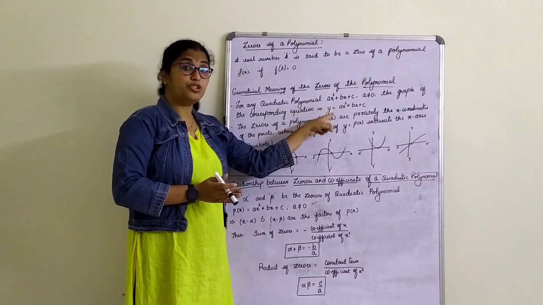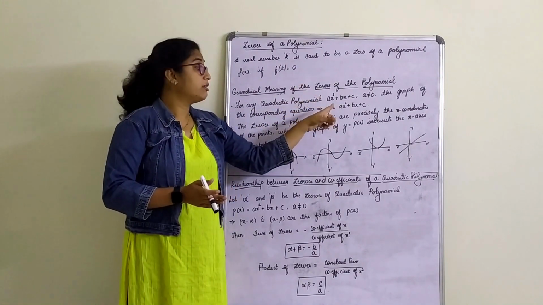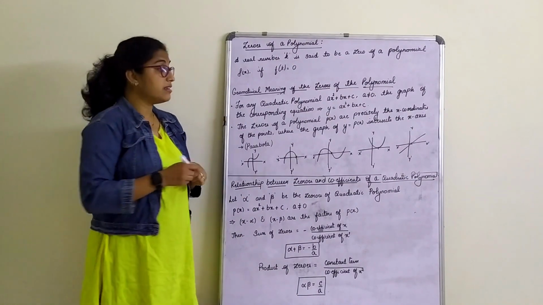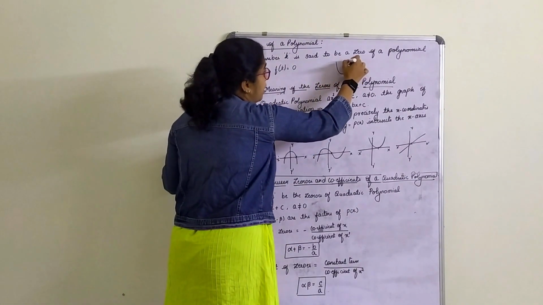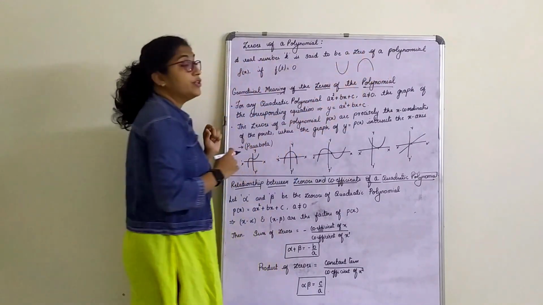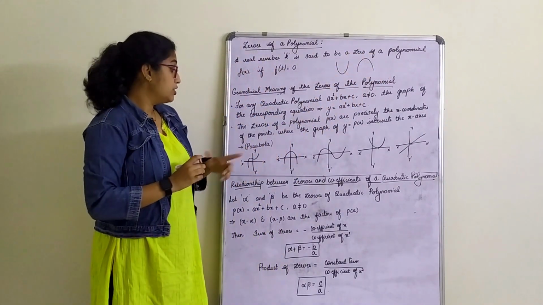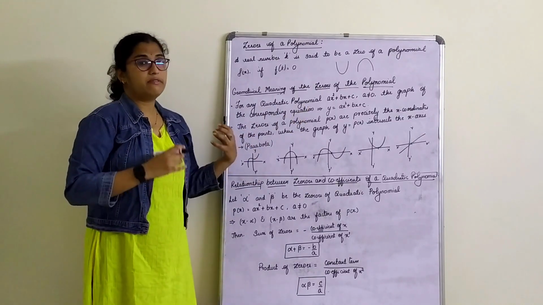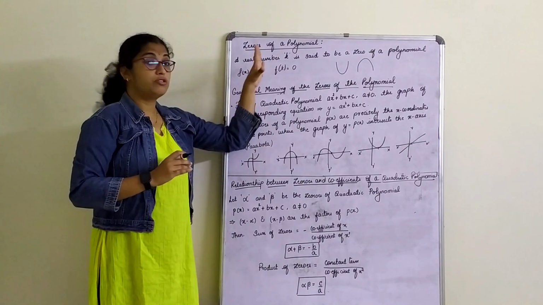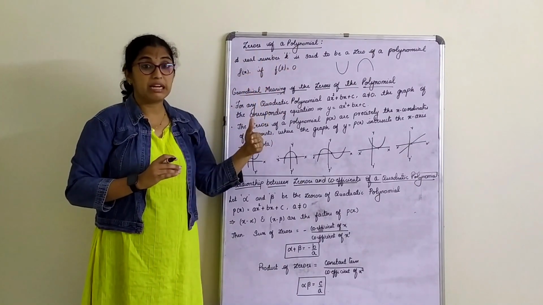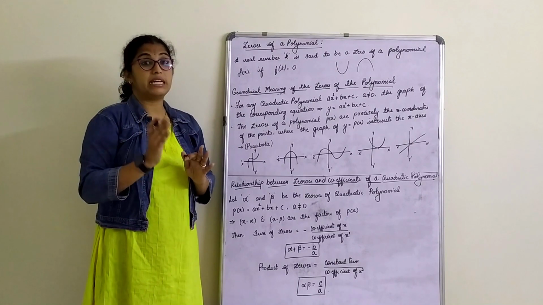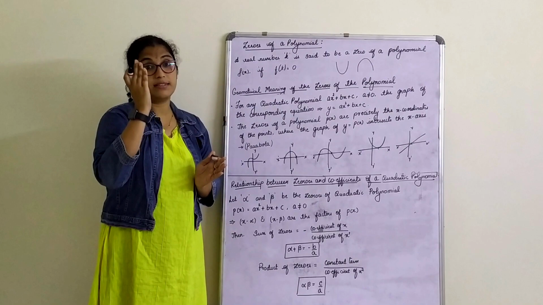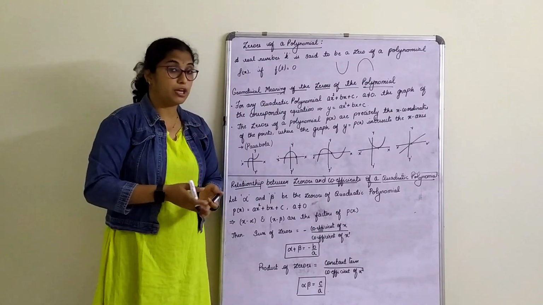The graph we draw for a quadratic polynomial y is equal to ax square plus bx plus c is sometimes in this form, or it is this form, which is called a parabola. You will study this again in the linear equation chapter, so here we'll understand just briefly about it. So this parabola, that is a graph, when it is cutting the x-axis, the point where it cuts is counted as the zero of the polynomial.